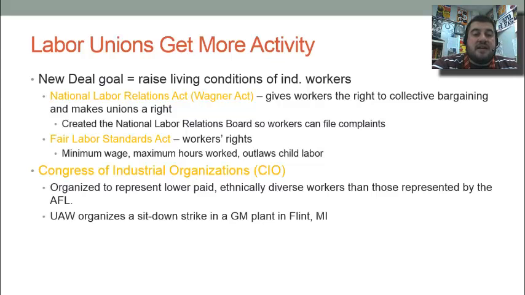In the union world, the Congress of Industrial Organizations is formed as kind of an alternative to the AFL, or the American Federation of Labor. Fifteen, 20 years from now, they will merge and become the AFL-CIO, which they are today. So the CIO represents lower paid, unskilled workers, and the AFL represents mostly white, skilled workers. And they'll combine here in a decade or so, after the 1930s or 40s.